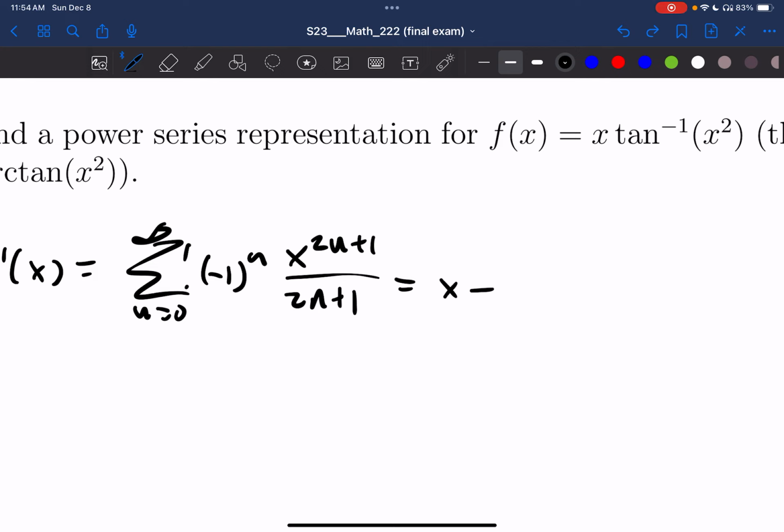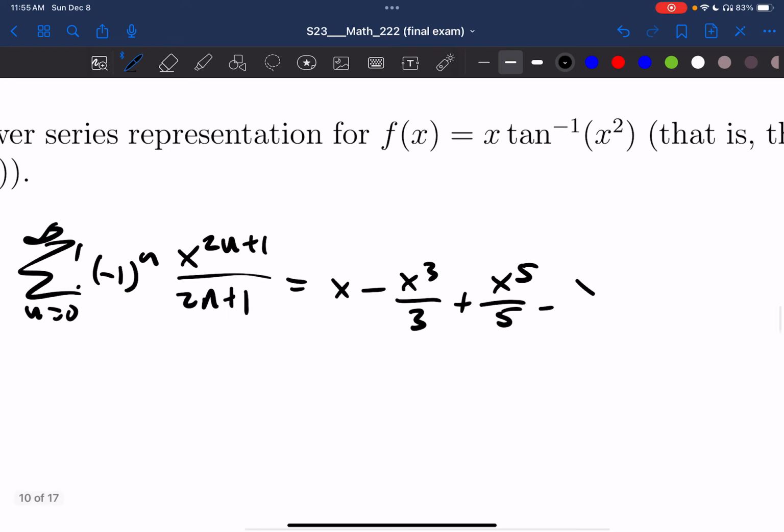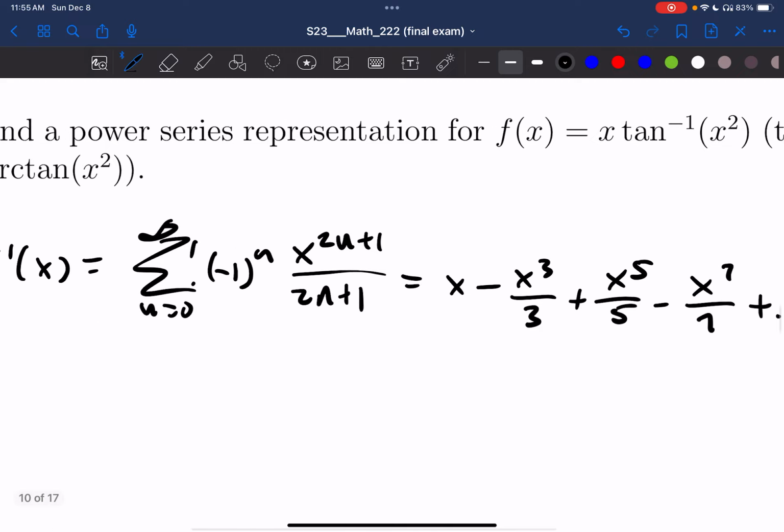Now plug in n equals 1. We're going to see that negative 1 to the first power is negative, so I wrote a negative sign. And then 1 times 2 is going to be 2 plus 1 is going to be 3. So x to the third power divided by 3. Plus, if we plug in 2, we're going to get a positive. Negative 1 squared is going to be positive 1. And then it'll be 2 times 2, which is 4, plus 1 is going to be 5. x to the fifth power divided by 5. Minus x to the, now we're plugging in 3. It'll be 2 times 3, which is 6, plus 1, which is 7, divided by 7. Plus dot dot dot and so on, right?